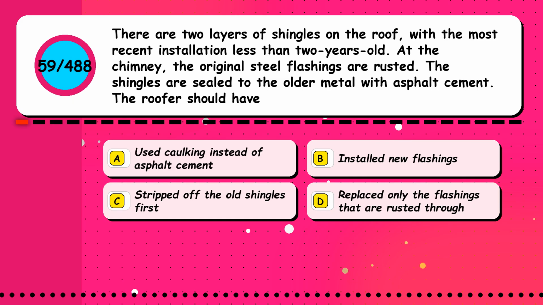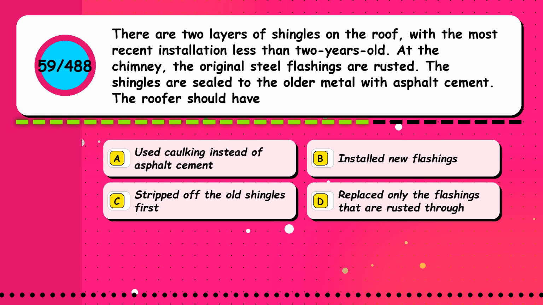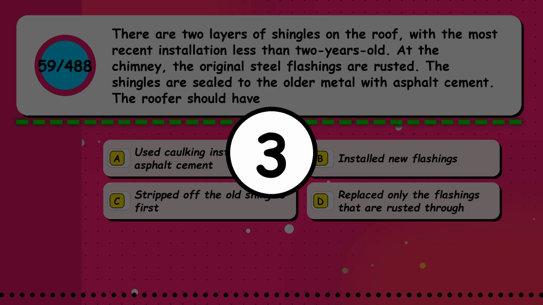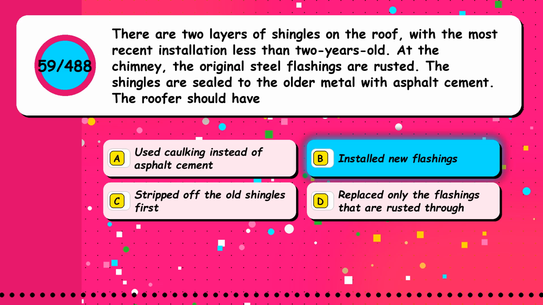Question 59. There are 2 layers of shingles on the roof, with the most recent installation less than 2 years old. At the chimney, the original steel flashings are rusted. The shingles are sealed to the older metal with asphalt cement. The roofer should have option A, used caulking instead of asphalt cement. Option B, installed new flashings. Option C, stripped off the old shingles first. Option D, replaced only the flashings that are rusted through. The correct answer is option B, installed new flashings.